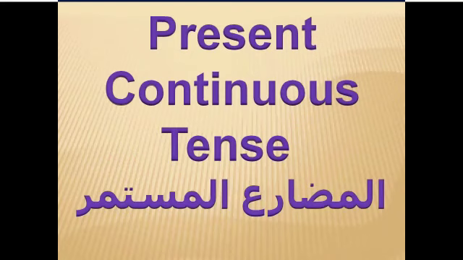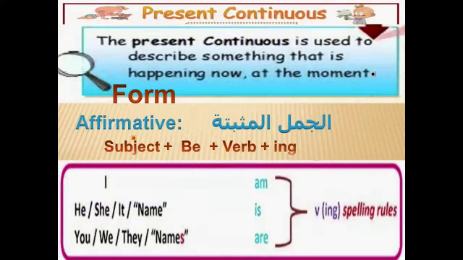Now let's introduce the present continuous tense, المضارع المستمر. Okay? The present continuous is used to describe something that is happening now, at the moment. So the main key words for the present continuous are the words now and at the moment. Okay, so when there is an action happening, you describe this action using the present continuous tense.